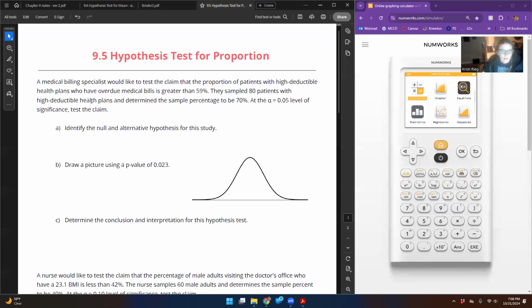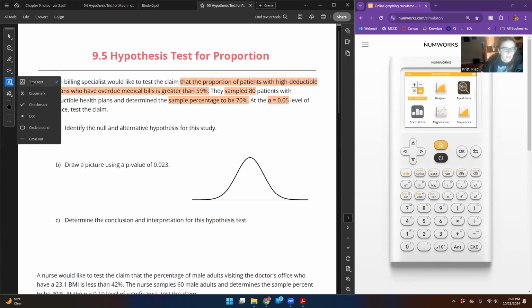So to start off, we have a medical billing specialist who would like to test the claim. And here's the claim: that the proportion of patients with a high deductible health plan who have overdue medical bills is greater than 59%. That is a long claim. They sampled 80 patients, so there's my n, and determined the sample percentage, that's my p-hat, to be 70%, and then there is alpha.